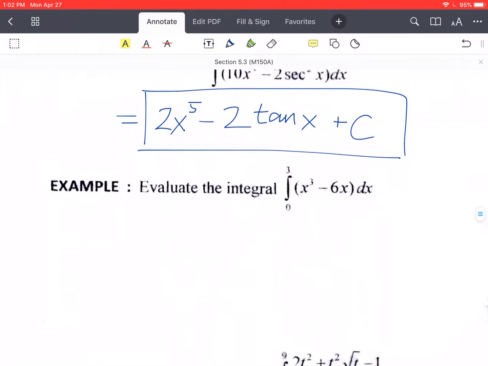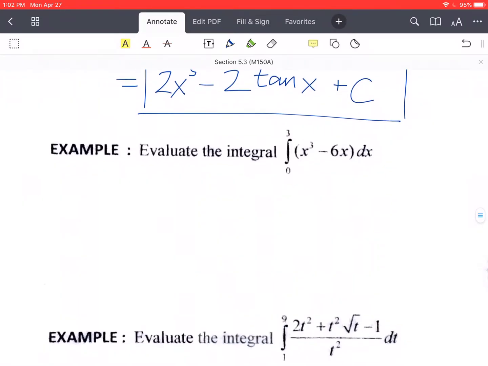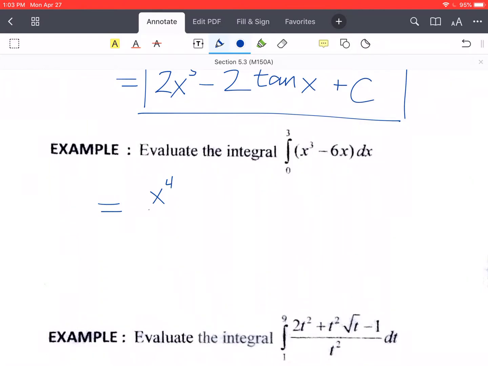Okay, let's look at this next example. So evaluate the integral. So we have x cubed antiderivative, that's x to the fourth over 4, minus antiderivative of x is x squared, and I'm going to take the 2 out of the 6. So that's going to leave me with a 3x squared. And this one, because we have bounds, we're going to evaluate from 0 to 3.